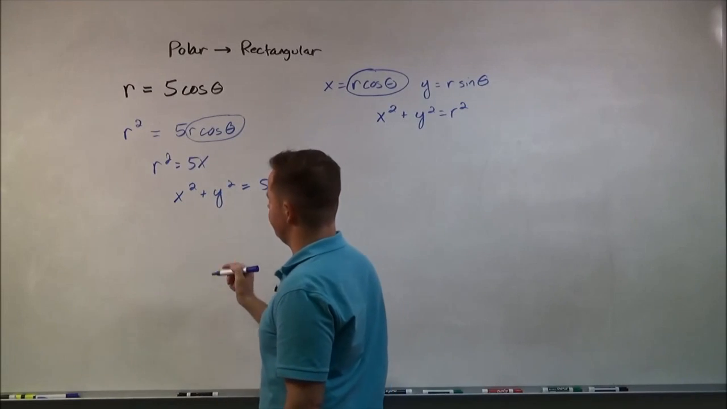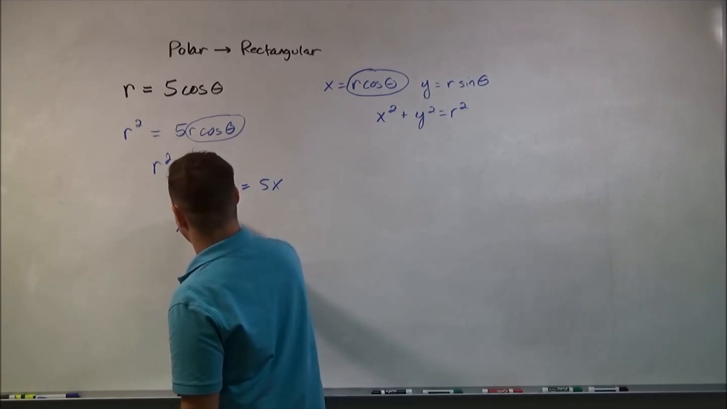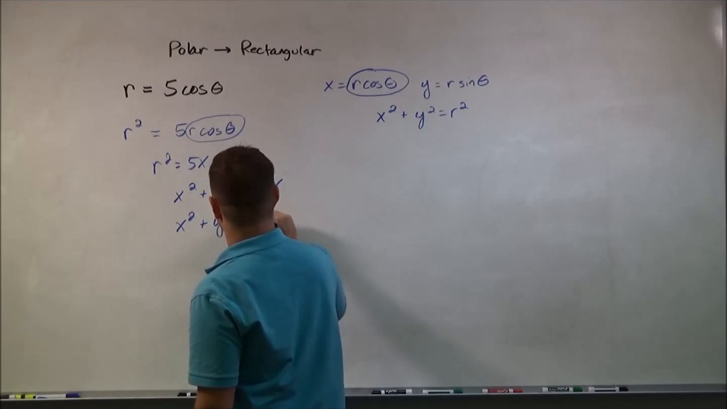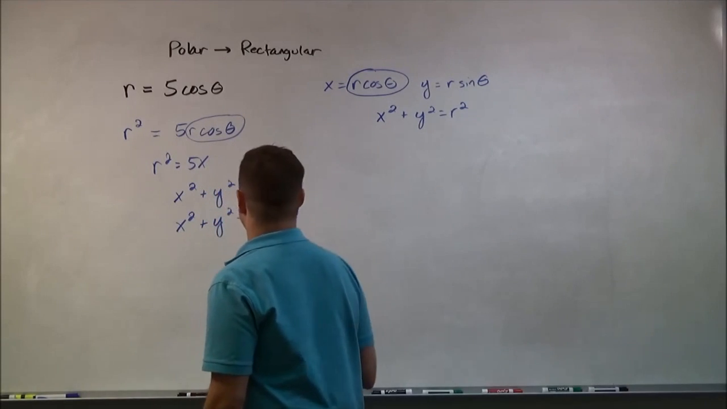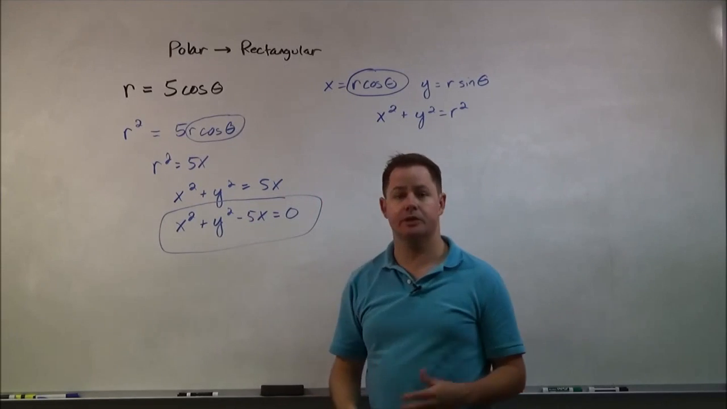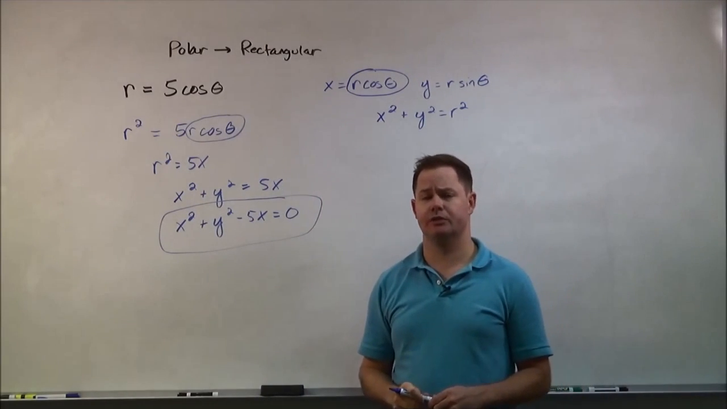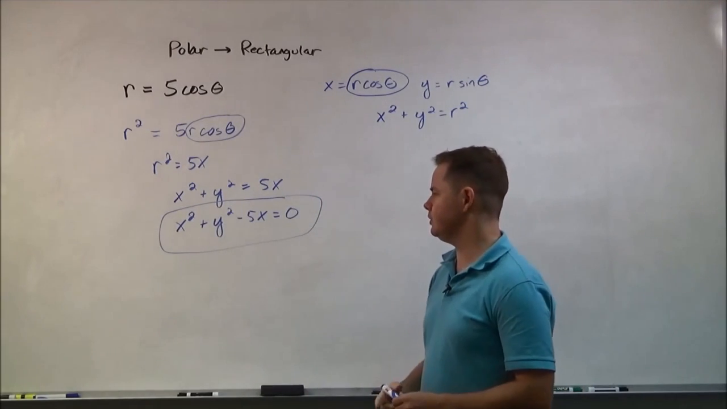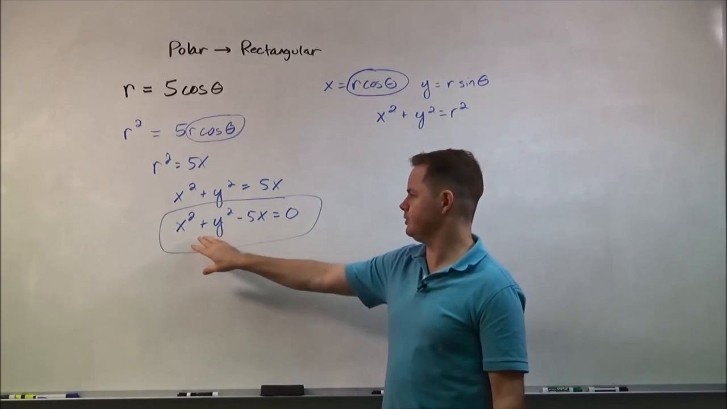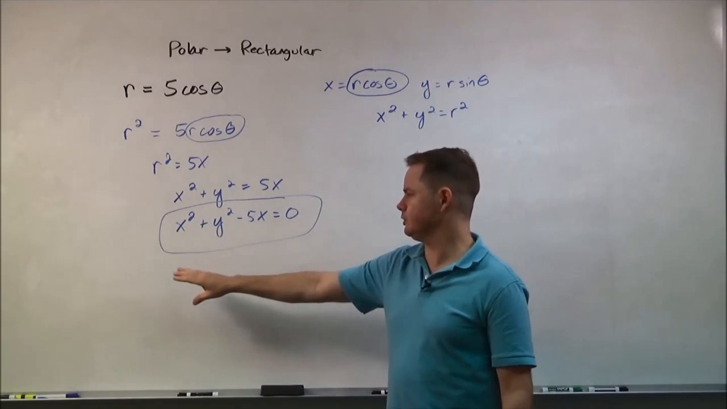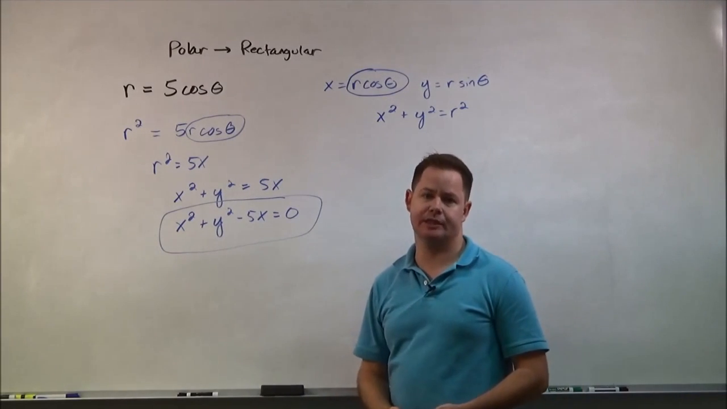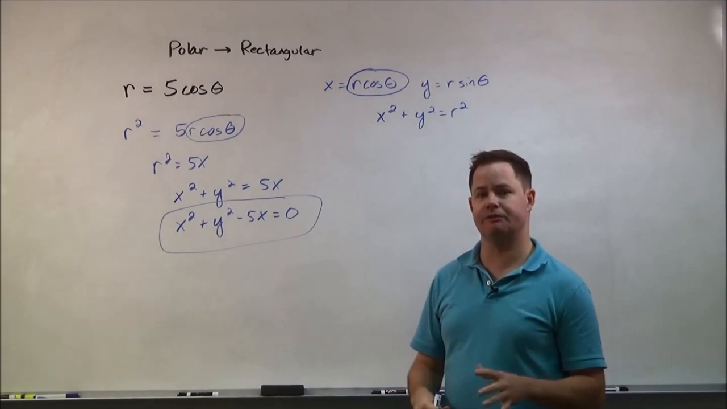And we can subtract 5x from the other side. x squared plus y squared minus 5x equals 0. So now we have everything in x and y terms. Depending on the exact question that you're looking at, you may then have to use completing the square to convert this into an expression that actually shows standard form of a circle, or you may be able to leave it just like this. That's up to your teacher, or up to the specific question that you have.